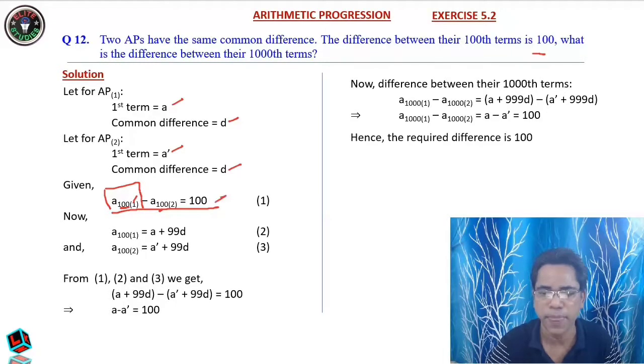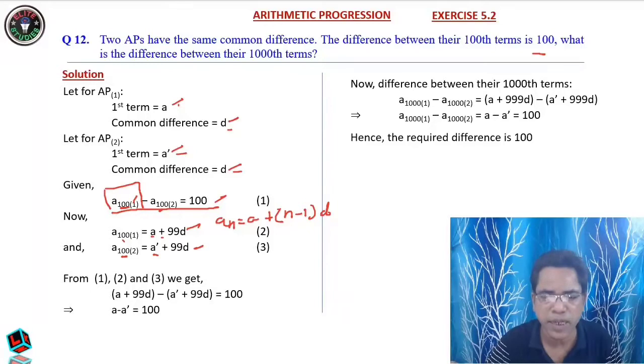Now we know the 100th term of the first AP will be A plus 99D, because the first term is A and common difference is D. Similarly, the 100th term of the second AP will be A dash plus 99D, because the first term is A dash and the common difference is D. We are using the formula AN is equal to A plus N minus 1 D, and we are getting the value of these two things.